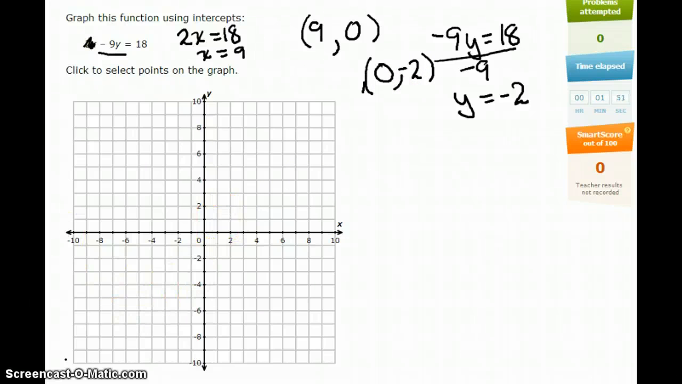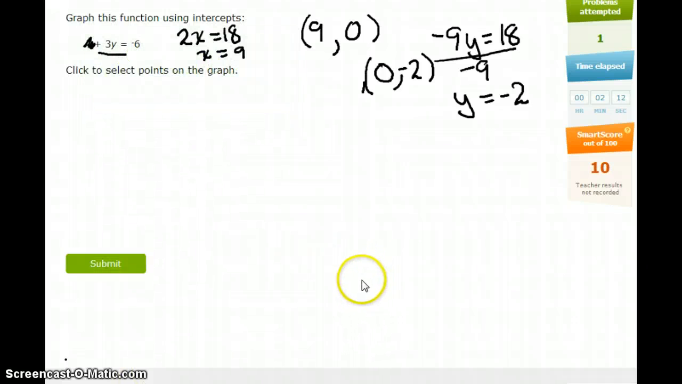How does that work for graphing? Well, I'm just going to go over here to (9, 0) and (0, negative 2), and we're going to submit our answer. See how we did. Well done.